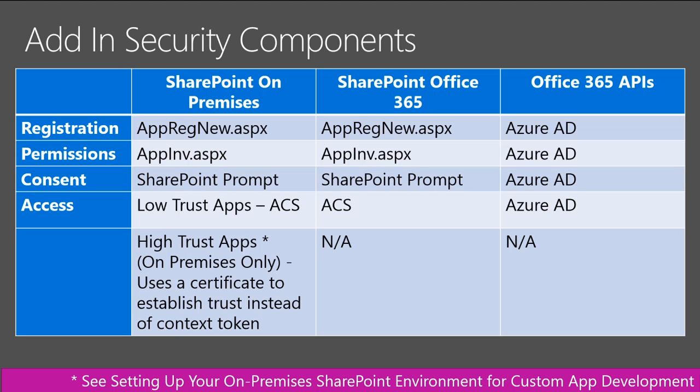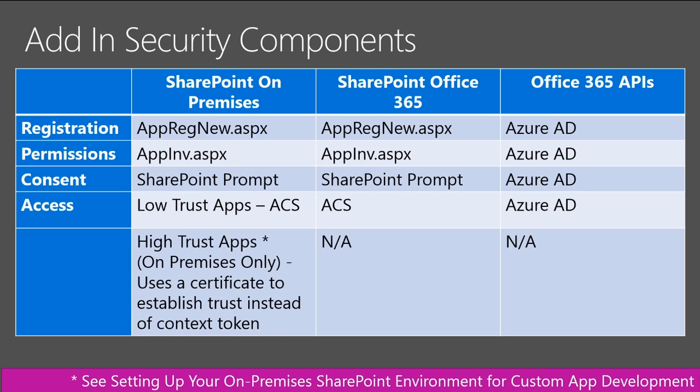For Azure, you're going to be doing all of your registration and all of your management, and if you're going to access it using the Office 365 APIs, you're going to be doing all the registration and all the permission management in Azure. As far as consent, you're going to get a prompt. It's going to say, hey, this app wants to do X. Is this okay? You're going to click OK. That was the prompt that you saw earlier, the trust prompt.